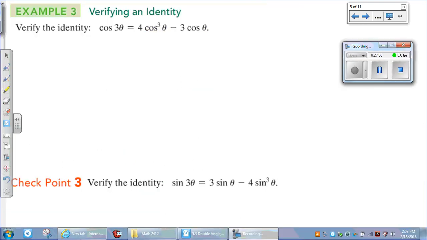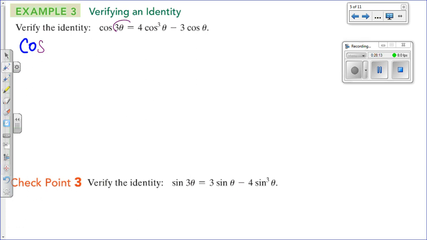Now for example 3, and I believe most of the following examples are just about verifying identities. So to verify this one, I'm going to start on the left side, and I'm going to split the cosine of 3 theta. Instead of 3 theta, we're going to call it 2 theta plus theta. Remember, when we prove an identity, we're trying to prove that the left side is equal to the right side. We could also go from right to left, but we don't know it's called the power reducing formula yet.